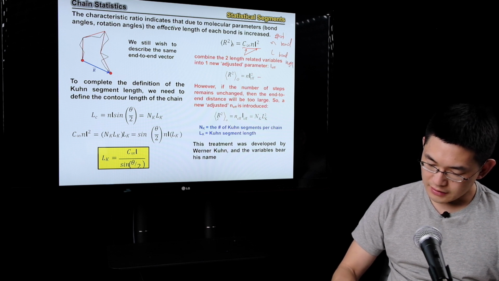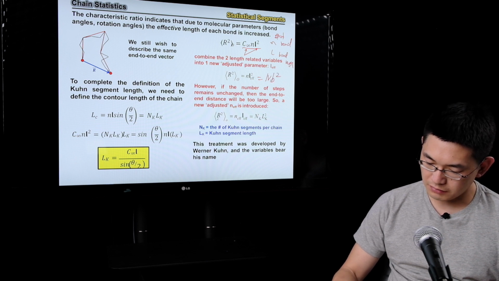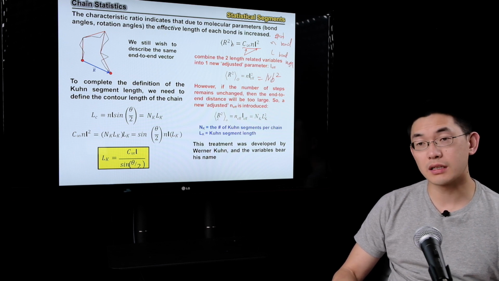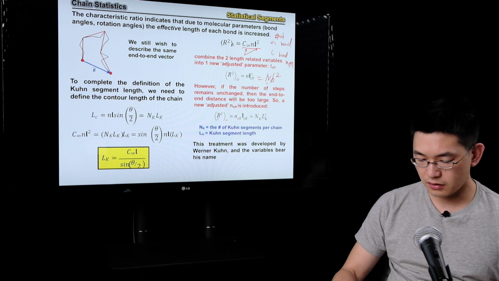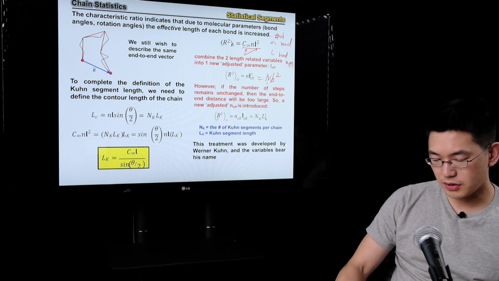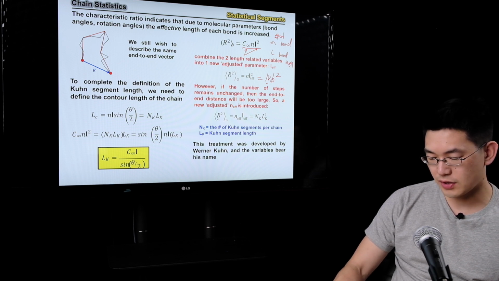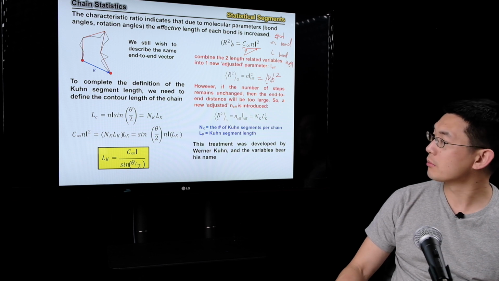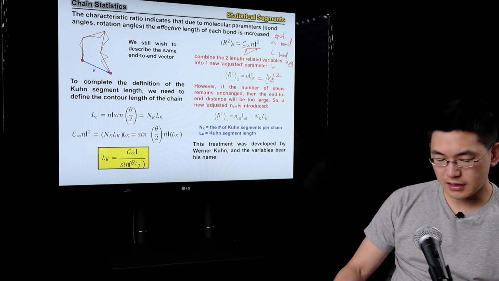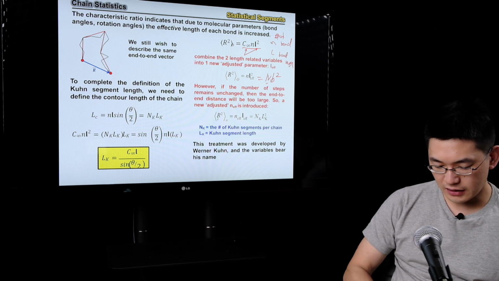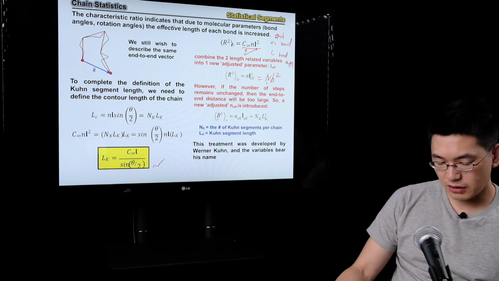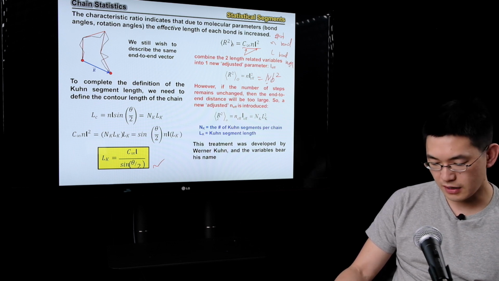So if we take n l effective, we can think about this as related to N b squared. This is the statistical segment length, and n is the number of bonds along the backbone. Using this equation, you can already see how we can calculate the number of Kuhn segments per chain, as well as the Kuhn segment length. And the Kuhn segment is nothing fancy but a term defined as we show here: the Kuhn segment is equal to C infinity l divided by sine theta divided by 2.